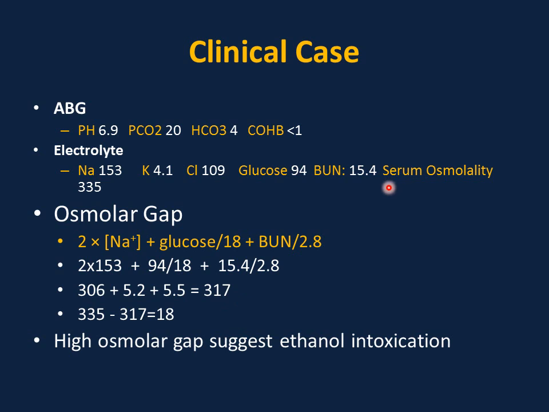So the measured serum osmolality in your lab is 335, and the calculated serum osmolality is 317. So 335 minus 317 is 18. So this is an elevated osmolar gap. So this patient is having metabolic acidosis, high anion gap, and a high osmolar gap, which suggests ethanol intoxication.